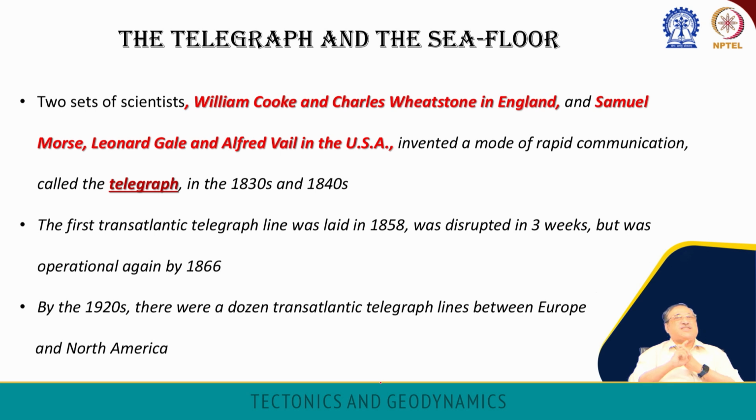Now the first transatlantic telegraph line was laid down in 1858, but almost immediately afterwards, within 3 weeks, something disrupted the line. So people had to try to lay it again, because people needed to rapidly communicate between trade in America and London, which was actually one of the most important places on earth at the time. So once this line was set up, it became operational by 1866, and it was functional till the 1920s. There were at least 12 transatlantic telegraph lines between Europe and North America. So these were now the major modes of rapid communication of information.